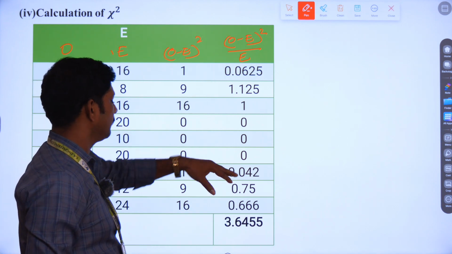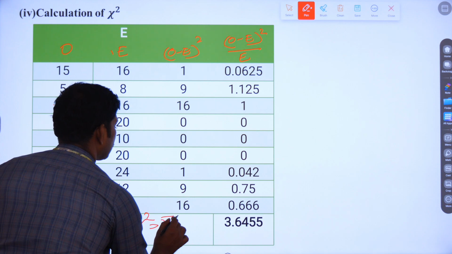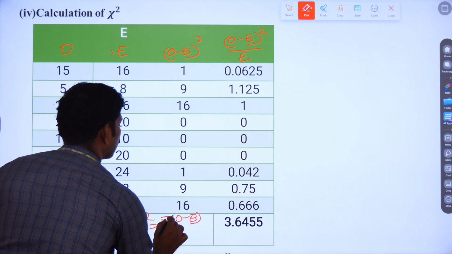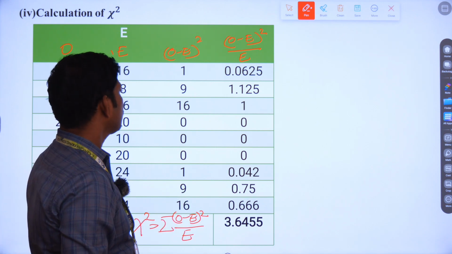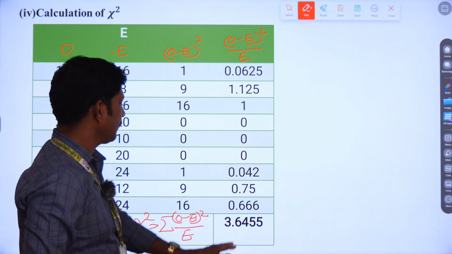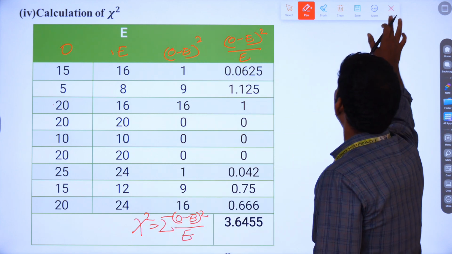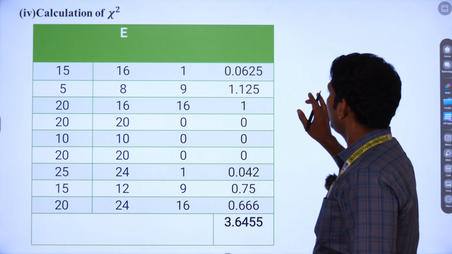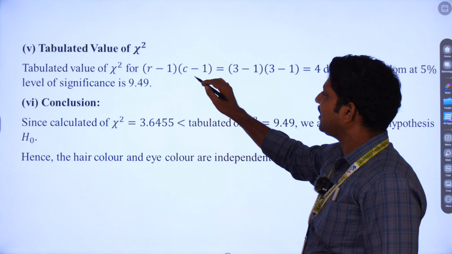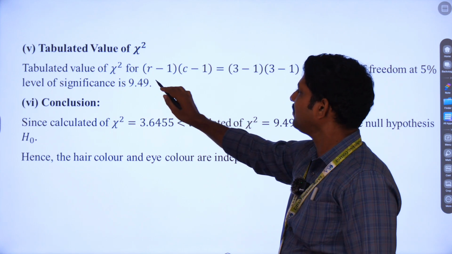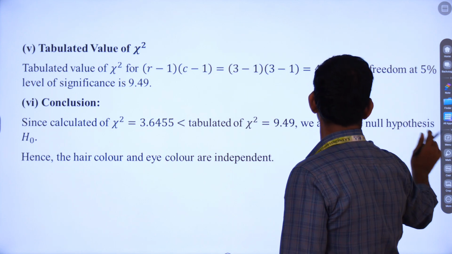If you sum the values, chi square is nothing but the summation of observed minus expected squared, divided by expected. If you sum all the values, we get 3.6455. This is the calculated value. Now we know the procedure to get the solution. Now we need to find the degrees of freedom. The level is also not given as a percentage, so we will assume the 5% level.